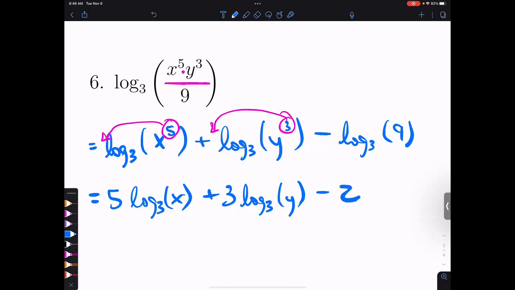I don't know what x is. I don't know what y is. I can't do anything else with this, right? That would be this thing fully expanded, fully simplified. Okay. Questions? Okay, cool.